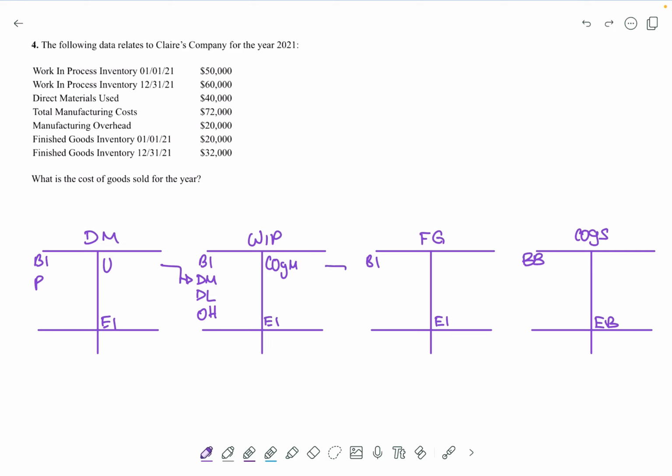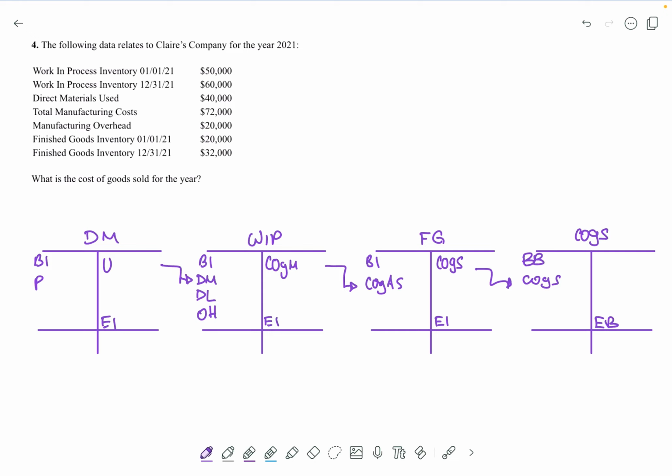Now, once you have those goods manufactured, they're done, they're ready to be sold, so you have the cost of goods available for sale. I do cost of goods available for sale. And then what decreases the finished goods account is the cost of the goods that were sold, because they're no longer finished goods because you don't have them anymore because you sold them, and that goes into cost of goods sold. So then you plug in what you have.